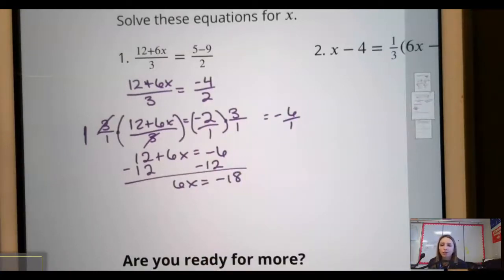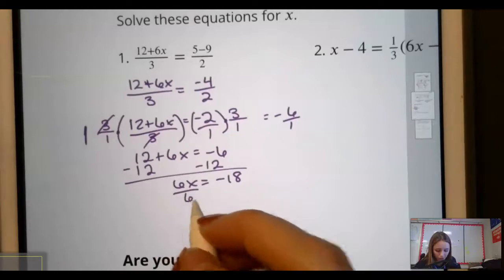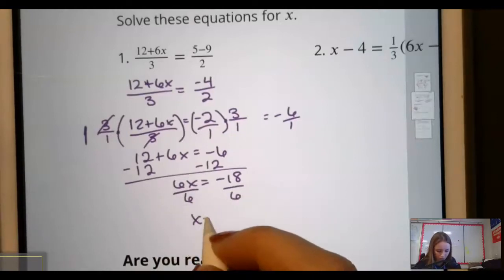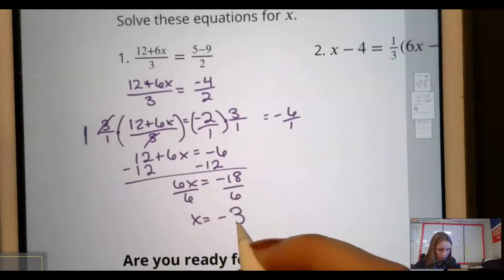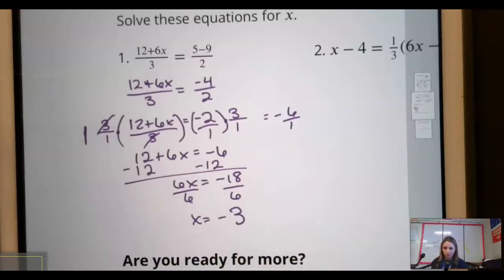And then lastly, we need to undo that multiplication. So we're going to divide by 6 on both sides, and we get negative 3 as our answer. So as long as you got negative 3 as your answer, there are multiple ways that you could go about solving this.